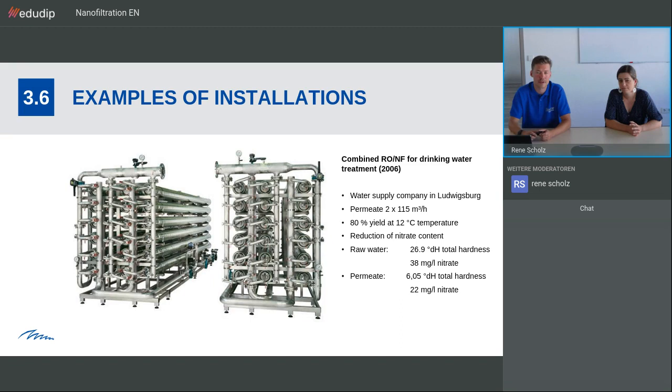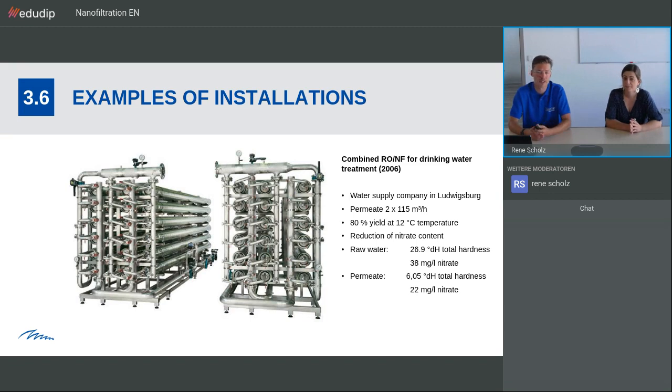All right, here we see an example of an installation in Ludwigsburg, near Herco. This is for drinking water treatment, for permeate production of 2 times 115 cubic meters per hour. It's quite a big unit for us. We have a yield of 80% at 12 degrees Celsius, so it's quite cold water. And we also had the task of reducing the nitrate content.